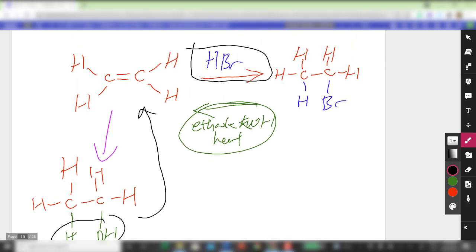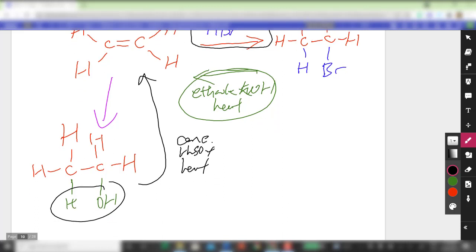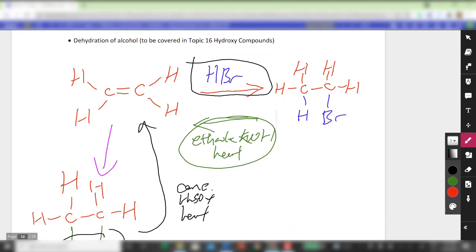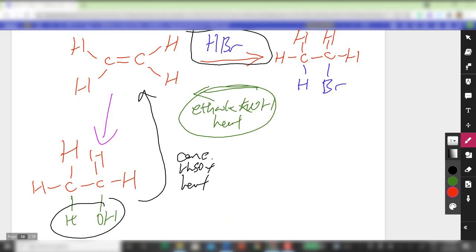For the dehydration condition, usually you employ concentrated sulfuric acid and heat. Concentrated sulfuric acid is water loving, so it will usually force the reaction mixture to give up its H2O. And you might notice that dehydration is similar to the elimination of HX over here. To be more specific, these two kinds of elimination are what we call beta elimination.